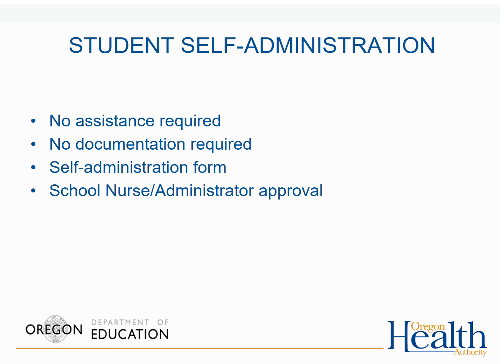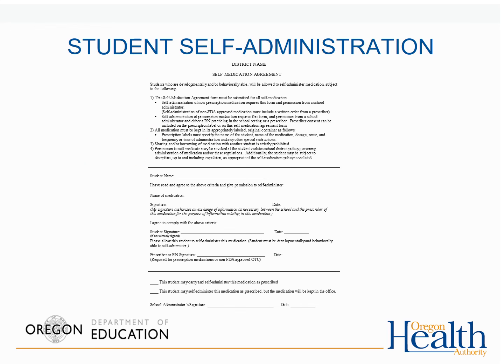Check with your school district for a self-administration policy and written agreement for all parties to sign. This agreement may be revoked at any time if the student is unable to comply with the agreement. This is an example of a self-medication agreement form. It should have a signature line for parent, student, school administrator, prescriber, or RN practicing in the school setting.